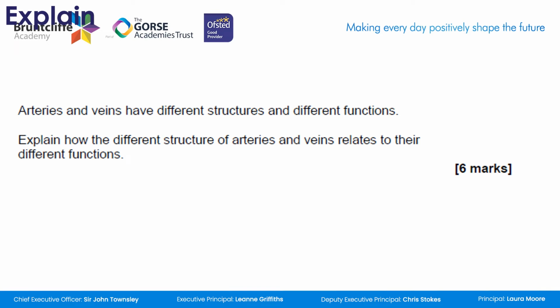This particular slide, I'm going to show how we would break down this question in order to answer it. It is a 6 mark extended question. The first thing we need to look at is that arteries and veins have different structures and different functions. Explain how the different structure of arteries and veins relate to their different functions.